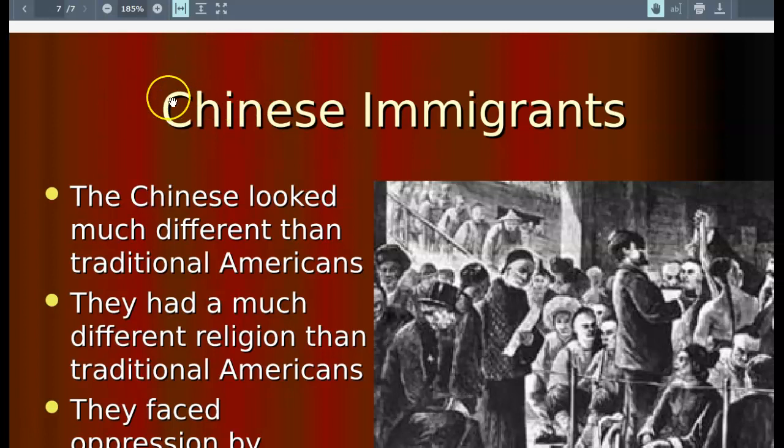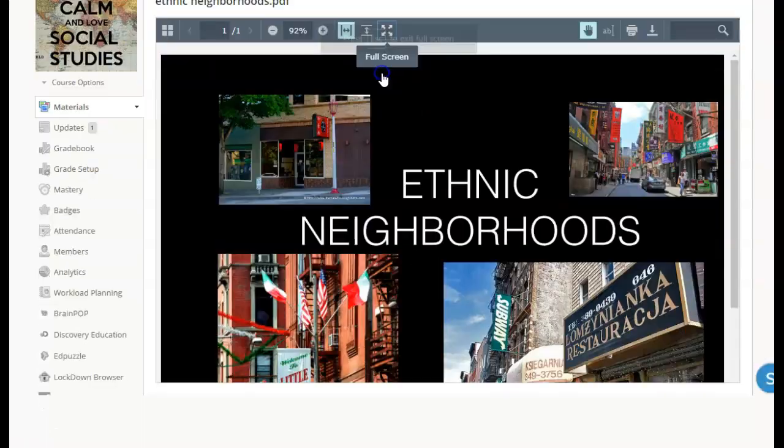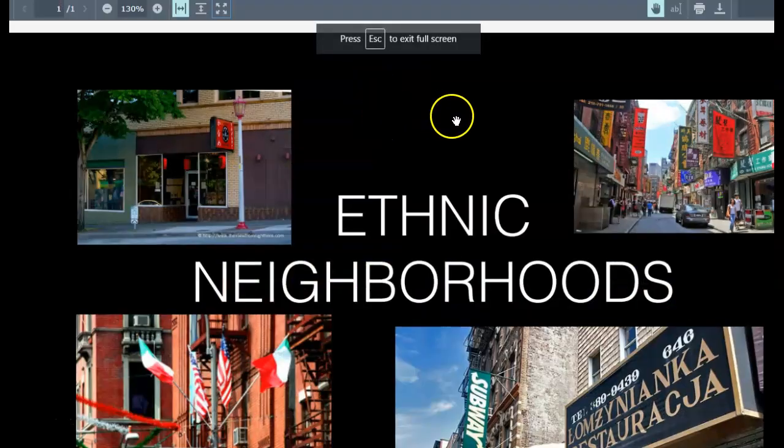All right, so I want to stop sharing this for just a second, and I want to talk a little bit more about ethnic neighborhoods. So like I said, ethnic neighborhoods, you can still go to any large city and see ethnic neighborhoods. In the Northeast, in places like Chicago and California. But you can also see kind of new ethnic neighborhoods.